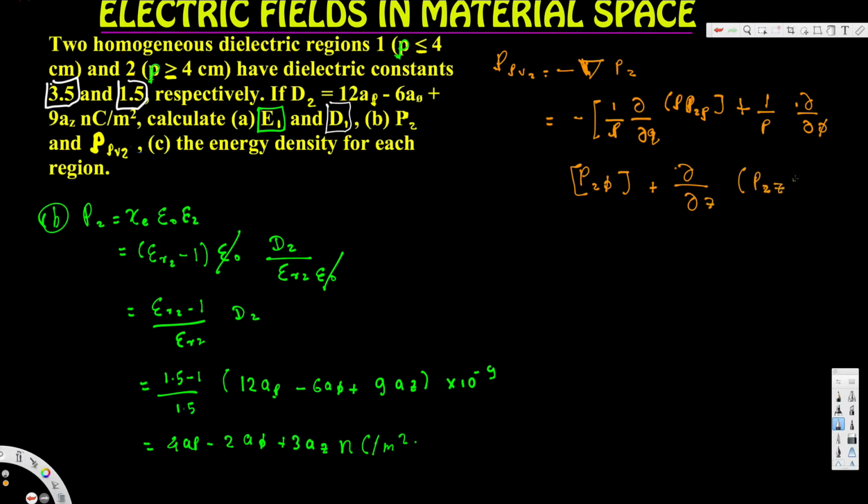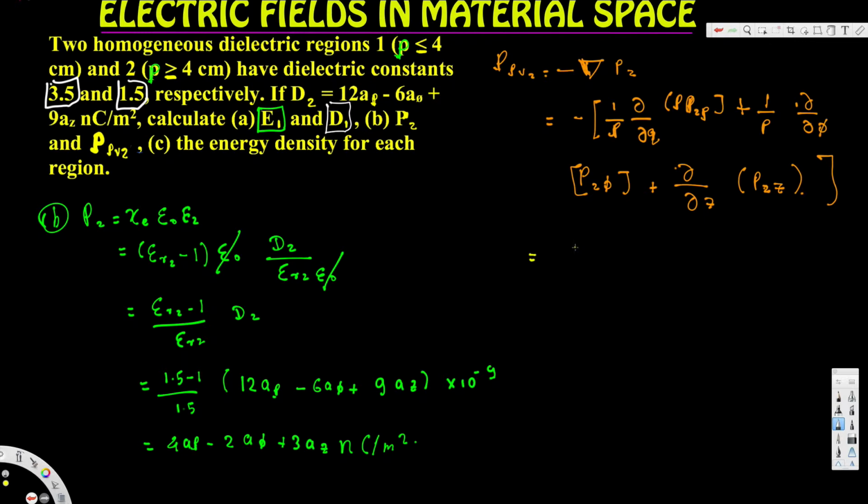Okay, now we just try to put the components of P2. P2 has a rho component, a phi component, and also a z component. So we just plug those in individually and do the derivatives. Now let's go ahead and do that.